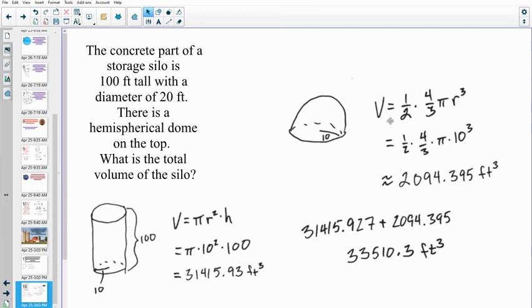And then finally, the hemisphere on the top of this thing, I did 1/2 times the formula we have for volume. So 1/2 times 4/3 pi r cubed. And all you got to do is plug in 10 for the radius. And so half of 4/3 times pi times 10 times 10 times 10 to get 4,094.4 cubic feet. And then finally, I just added the two. I got this for the volume of the cylinder and that for the volume of the hemisphere, for a total volume of about 33,500 cubic feet.